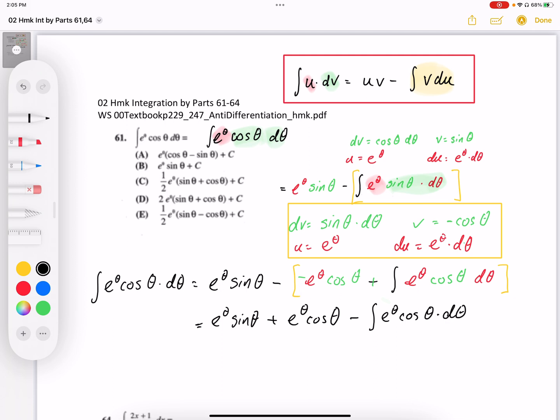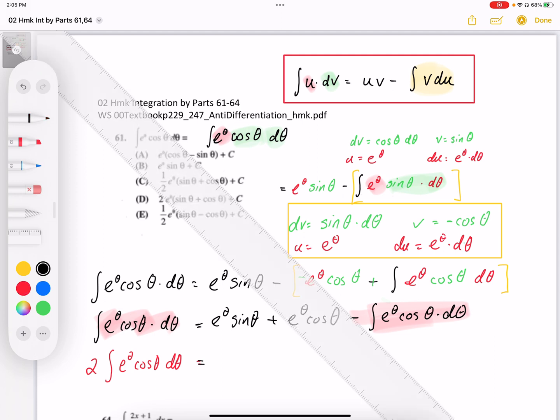Now, this looks like we really haven't gotten anywhere. However, because that's a minus e^θ cosine θ, I'm just going to highlight this. That minus allows me to move it to the other side and group it with that expression. And when I do that, I'm going to add it to both sides, I have two of those expressions, two times the integral of e^θ cosine θ dθ equals all of that.